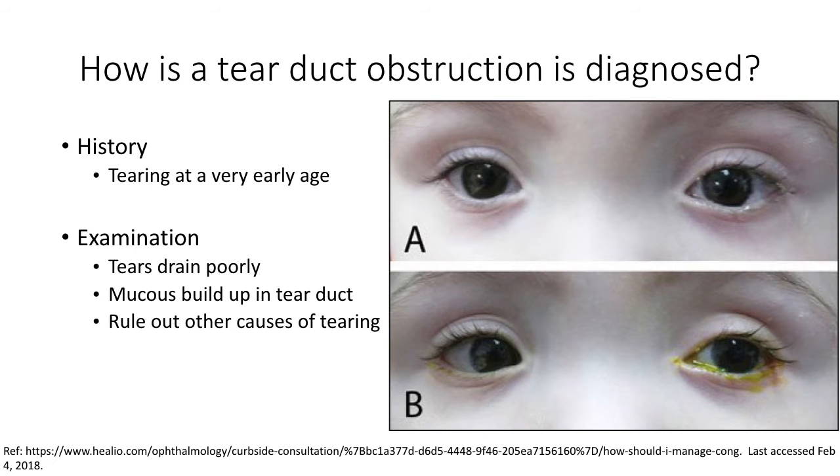A tear duct obstruction is diagnosed based on your child's history and a physical examination. Your doctor will want to know when the tearing started and if there are any things that make the tearing better or worse. In the office, your doctor will examine your child to see how well the tears drain. A colored eye drop can demonstrate the drainage as shown in the photo. Your doctor will also check for mucus buildup in the tear duct or if there are any signs that point to another cause for the tearing.